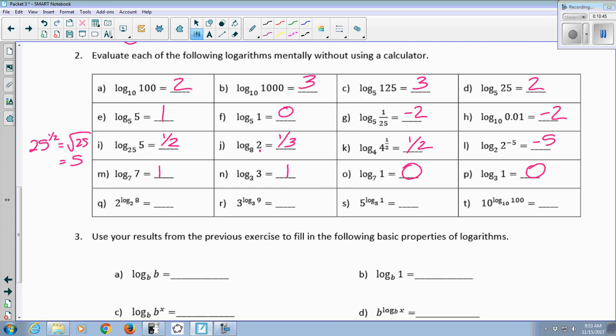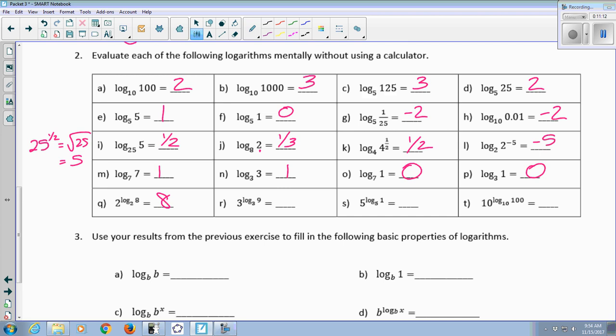2 to the log base 2 of 8. So let's do log base 2 of 8 separately, right? Log base 2 of 8. I'm going to do that in my head. 2 to what power gives me 8? That would be 3. Okay, so log base 2 of 8 is actually 3. So then this is 2 cubed, which is 8. So 2 to the log base 2 of 8 is 8.